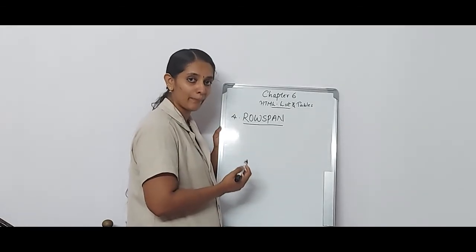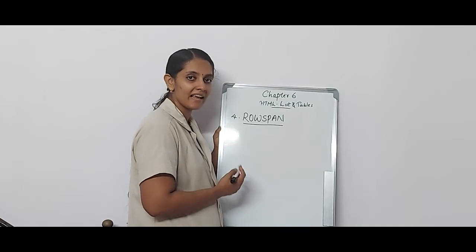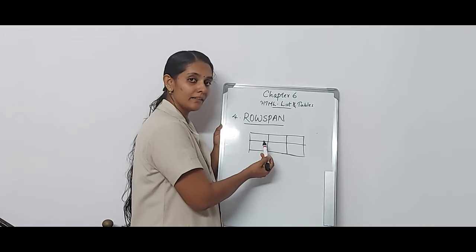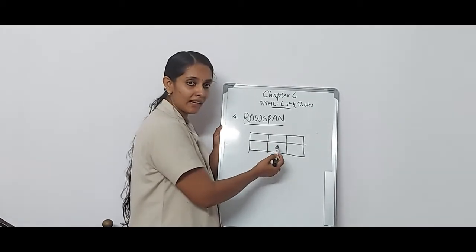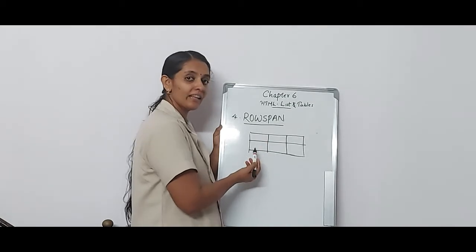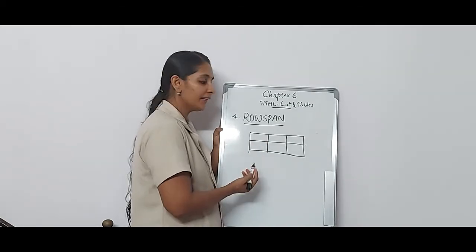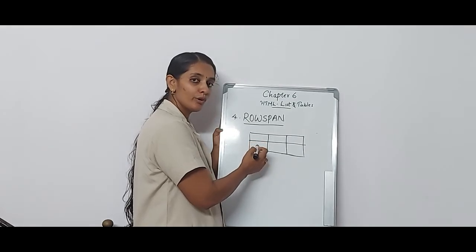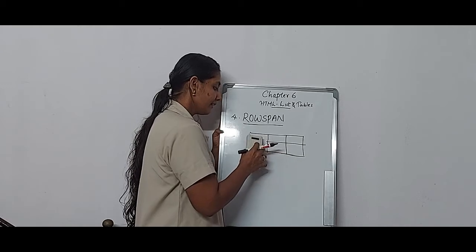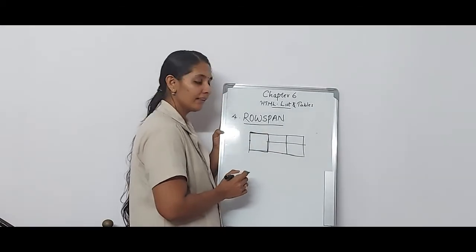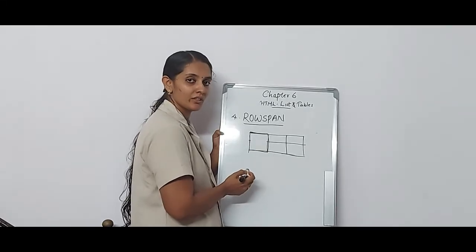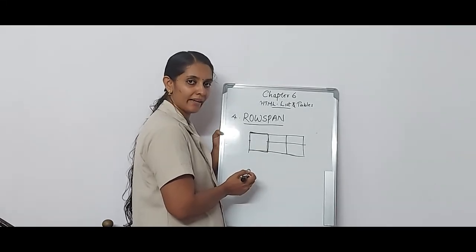Next is rowspan attribute. The rowspan attribute applies when a single cell is extended for more than a single row. This is a table with 2 rows and 3 columns. Here I am applying a rowspan attribute in the first cell. Then it will merge the 2 rows. Then after giving rowspan, the table will look like this. That is, the 2 rows got merged. This is called rowspan.